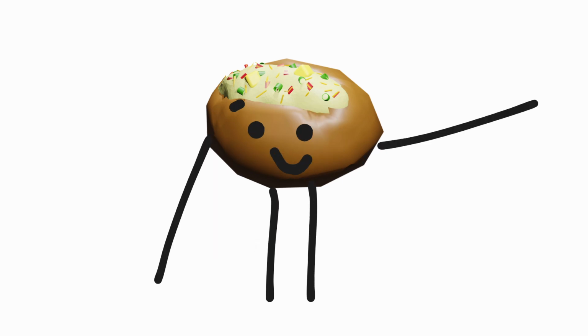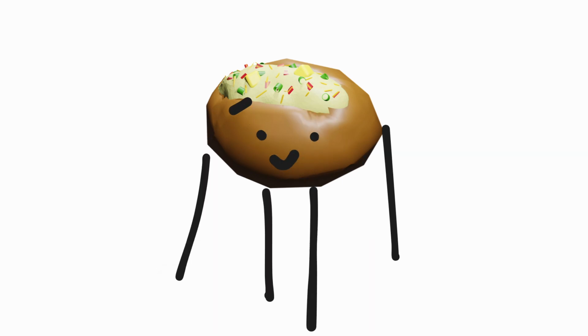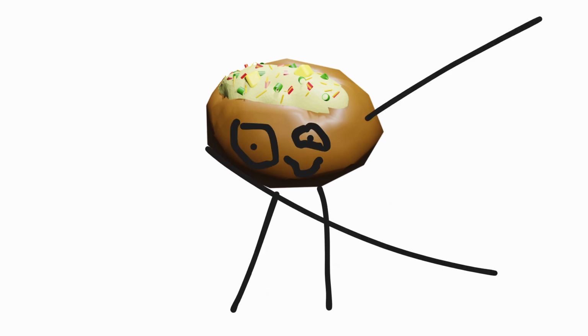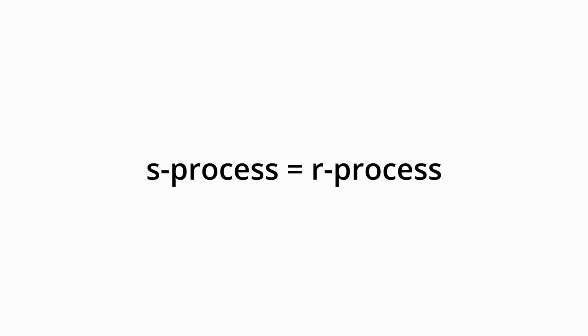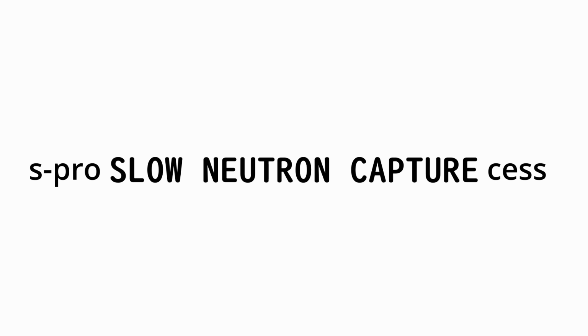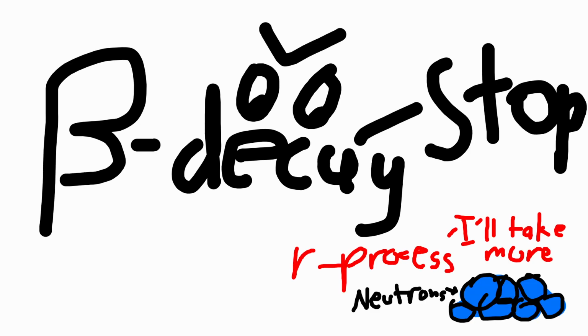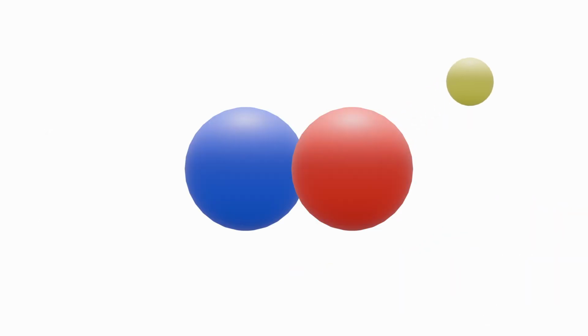However, we still have a handful of elements remaining. So, let me introduce you to the R process's brother, the S process. The S process is just like the R process, but slow. It stands for slow neutron capture. So instead of cheating beta decay and adding more neutrons, the S process decays when necessary and doesn't when not.